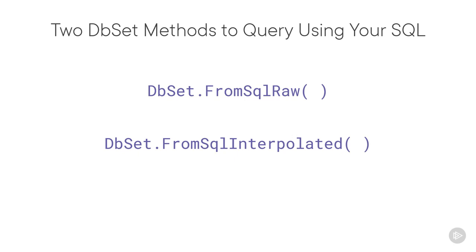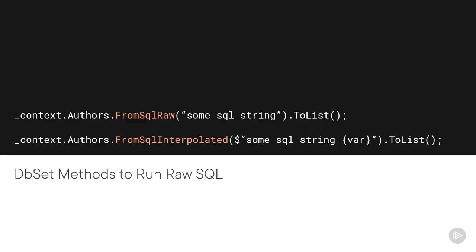One of the methods is called FromSqlRaw, and the other is FromSqlInterpolated. And the reason we have two methods is because of the difference between how EF Core handles strings that are created in different manners. FromSqlRaw and FromSqlInterpolated are DbSet methods.